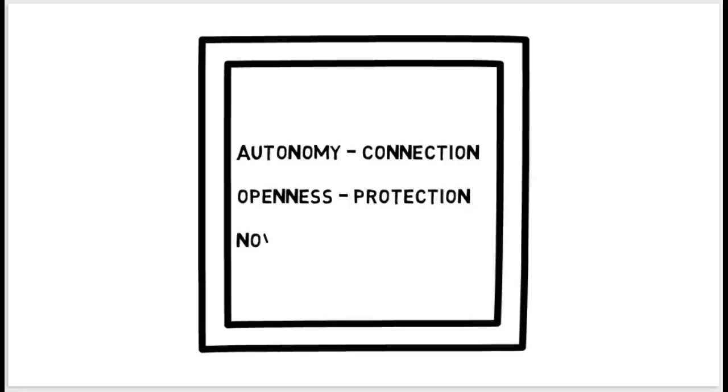Montgomery and Baxter talk about four categories of dialectics in internal relationships. The first is autonomy and connection. This is our simultaneous desire to maintain our independence and to fulfill our need for affiliation and inclusion.